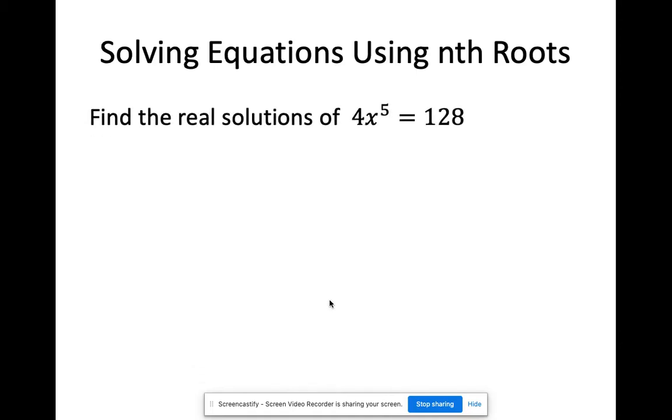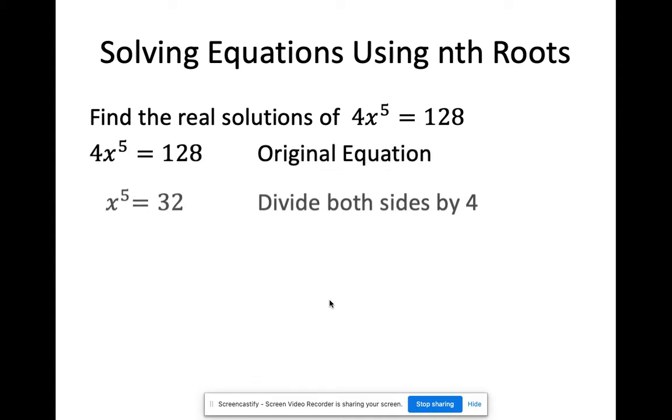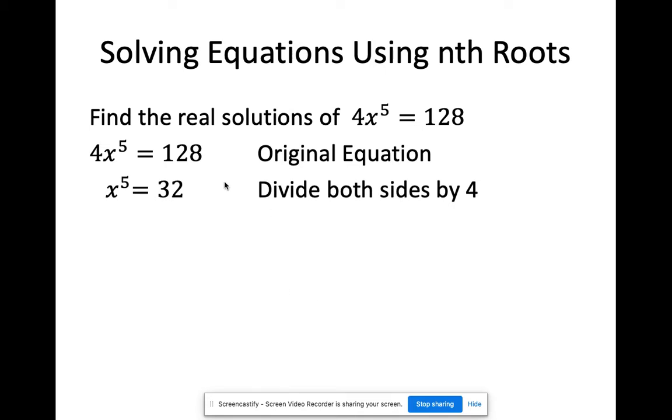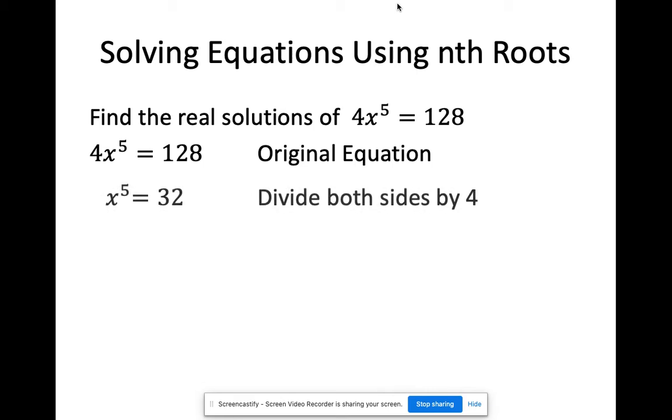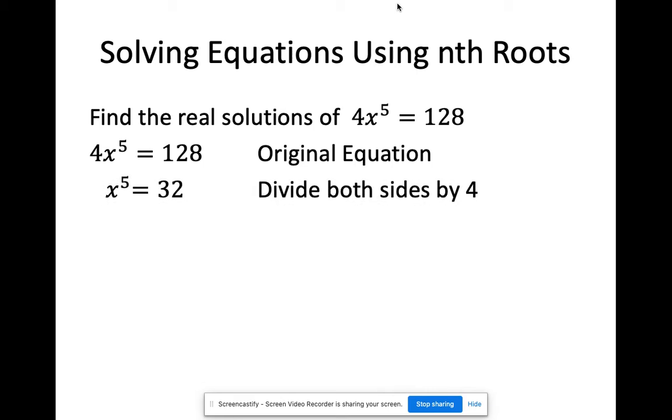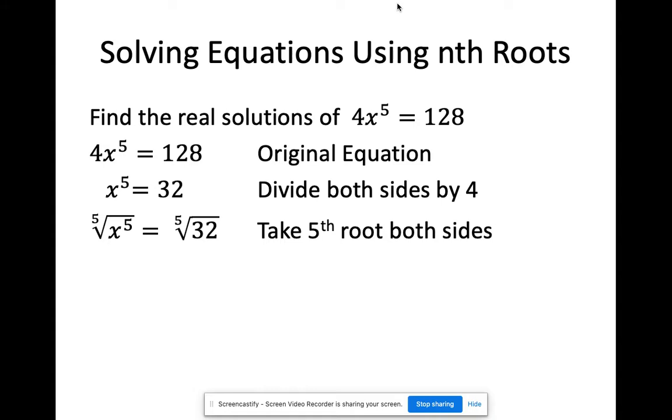So how do you solve equations? So say, for example, find the real solutions of 4x to the 5th equals 128. So the easiest way is first copy the original equation, divide both sides by 4. So cancel the 4, it becomes x to the 5th. And then 128 divided by 4 is 32. Then take the fifth root of both sides. Remember, the fifth root of x to the 5th is x, and then the fifth root of 32, as what we did, is equal to 2.